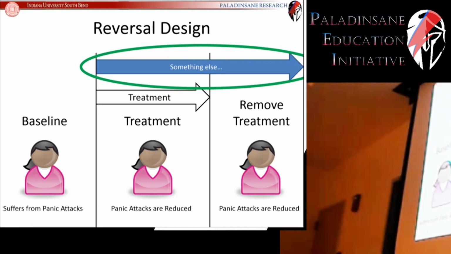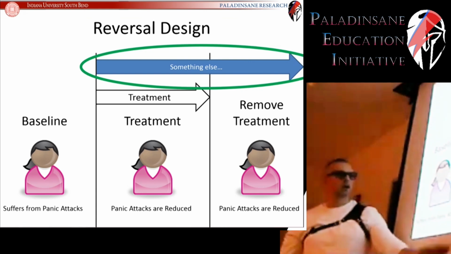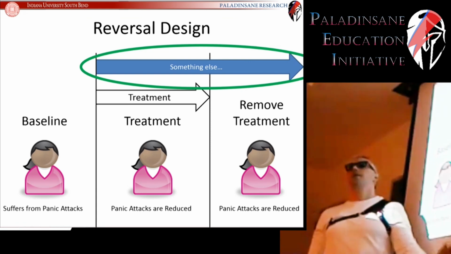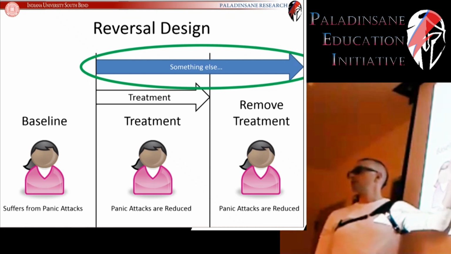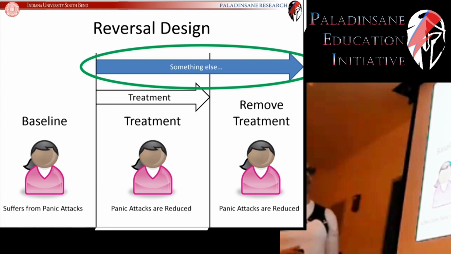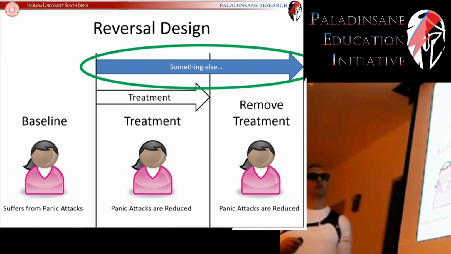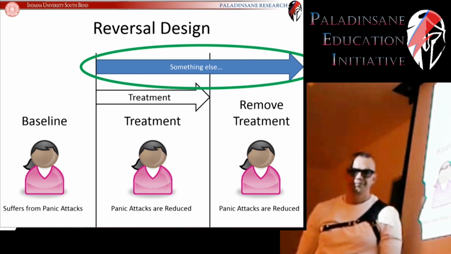And if this pattern occurs, then you sit down with your client and you basically say, hey, do you remember when we started the treatment? Tell me about other things in your life that changed. Tell me about other stuff that might have happened. And you try to figure out, what is it? What is this something else that caused these panic attacks to be reduced? And then maybe you design your treatment program around that something else.